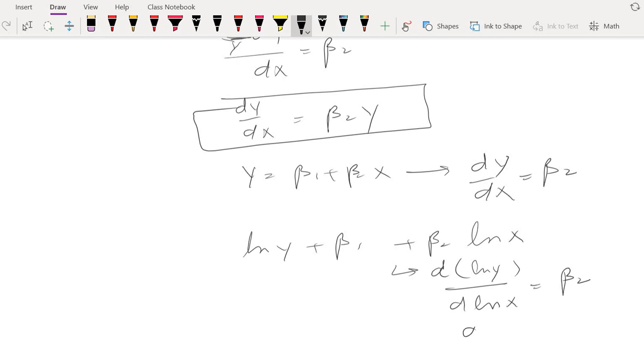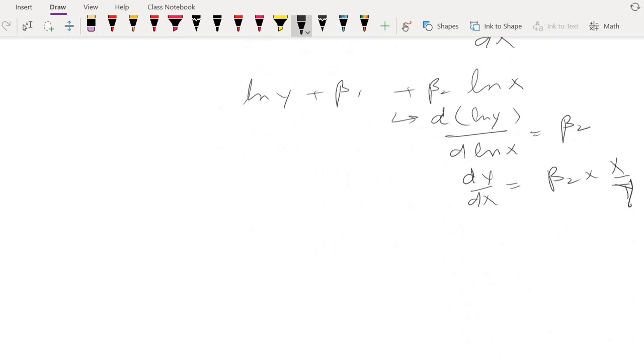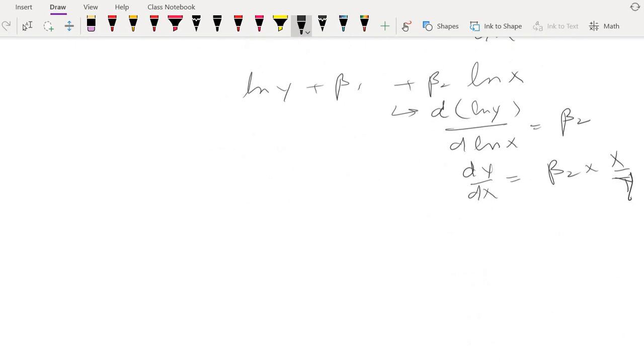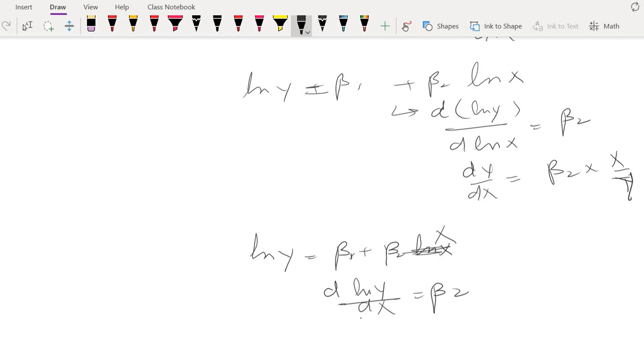And if you want to see the slope, then dy by dx is equal to beta 2 into y by x. Remember, I just did it. And similarly, if we have a log-linear model, log of y is equal to beta 1 plus beta 2 x, then d log of y over dx is equal to beta 2, and that was dy over dx is equal to beta 2 y.